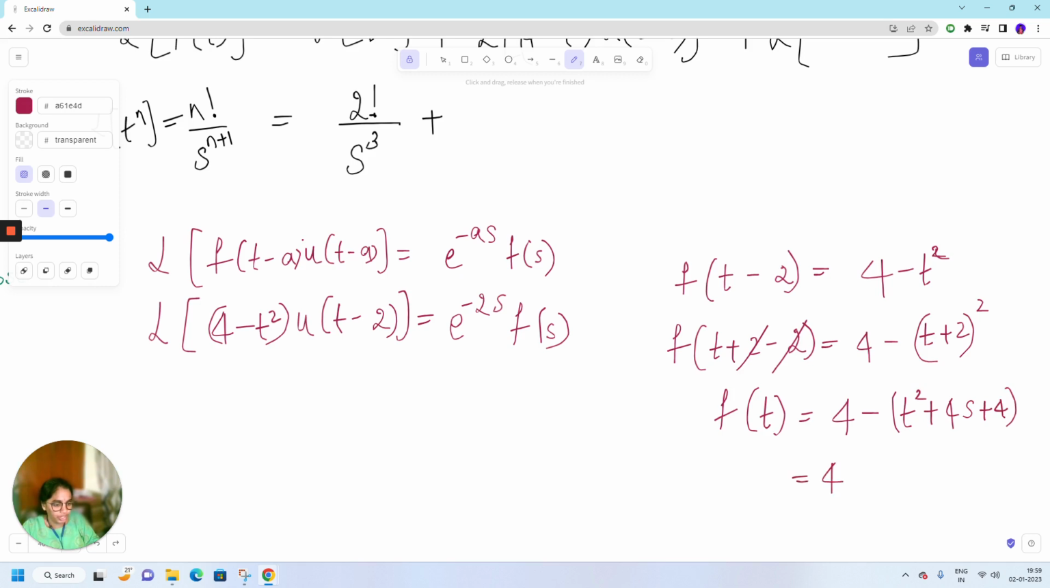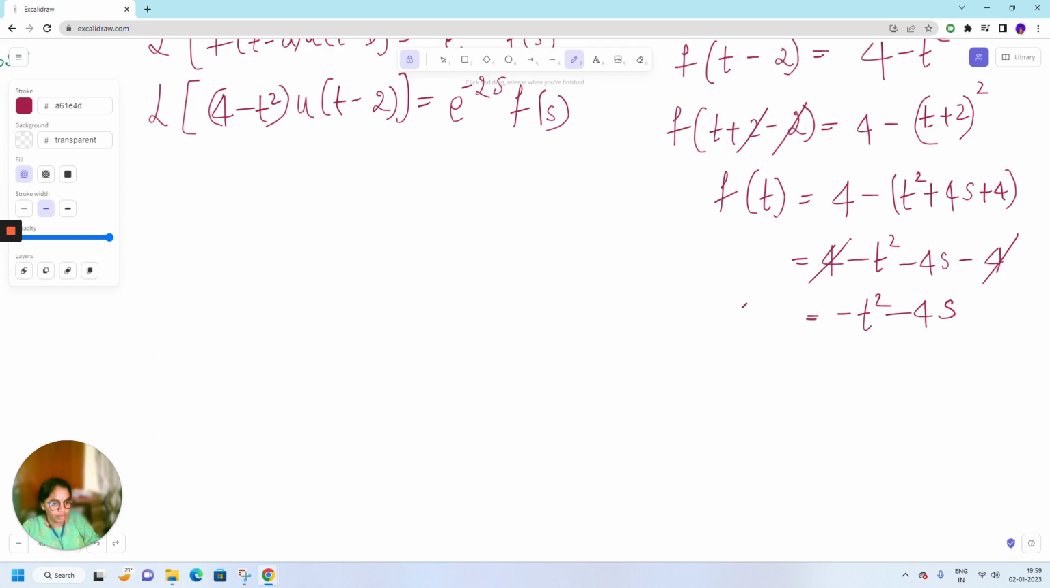Okay, so what would I get? 4 minus t square minus 4s minus 4. 4 and 4 get cancelled. So what am I left with? Minus t square minus 4s. Now, this is our f of t. What is f of s? f of s is equal to minus 2 factorial divided by s to the power 3 minus 4 into 1 factorial divided by s to the power 2.